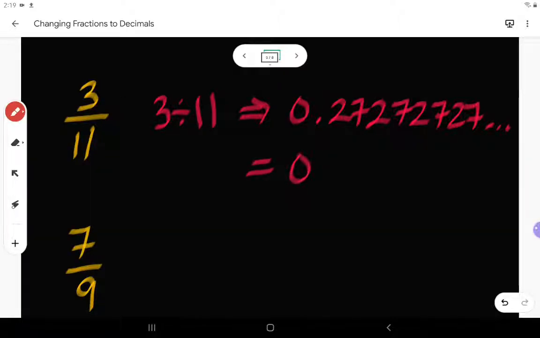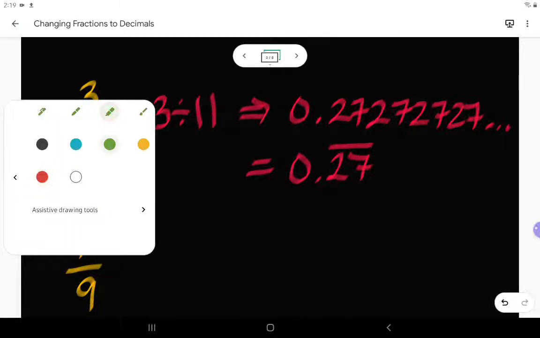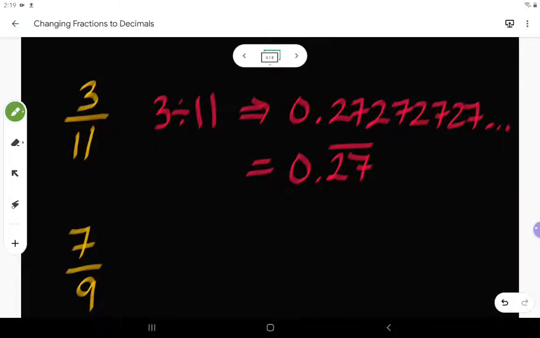So in this one, the 2 and the 7 happen for the first time, and then the 2 and the 7 keep repeating one after the other. That is the part that's repeating. So I would put my bar over top of the 2 and the 7 to say those numbers will keep repeating in order forever and ever and ever.